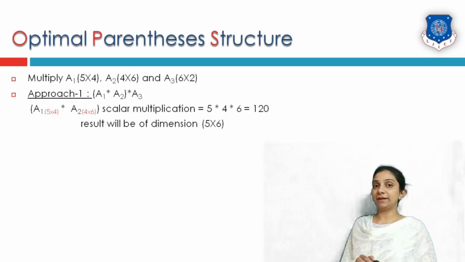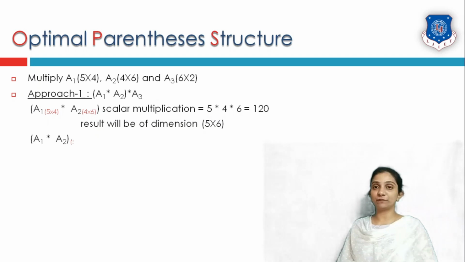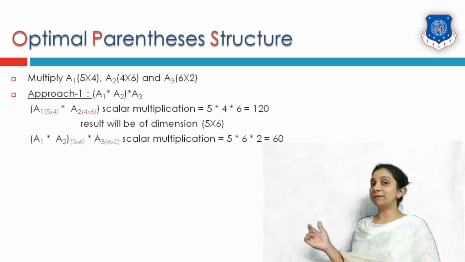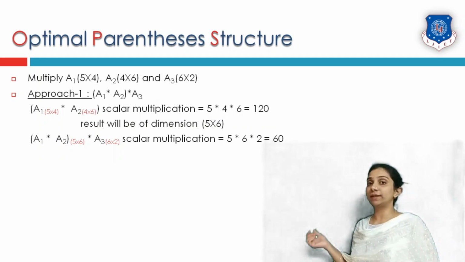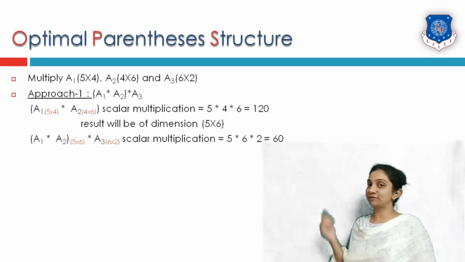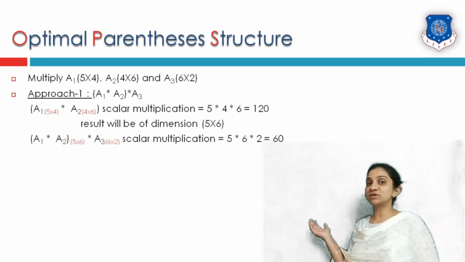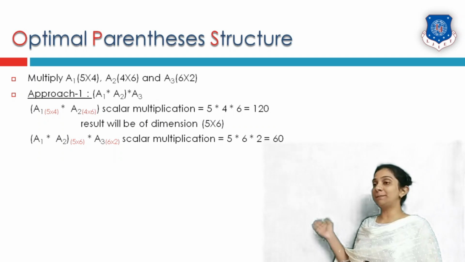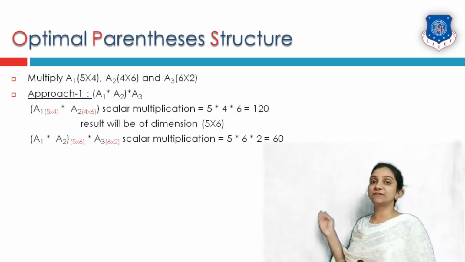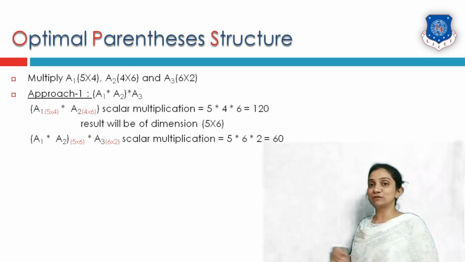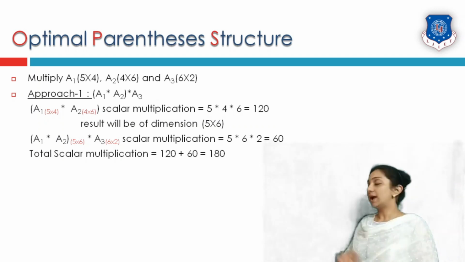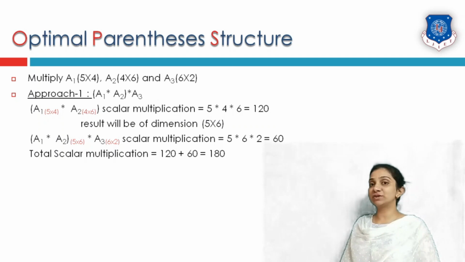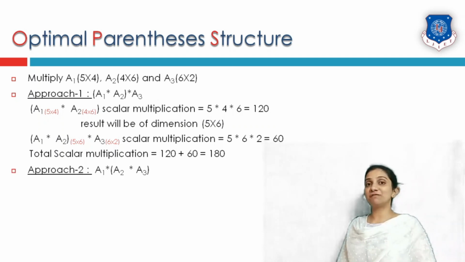And after multiplication, the resultant matrix we will get will be of dimension 5 cross 6. Then I have to multiply this 5 cross 6 matrix with A3, which is actually a 6 cross 2 matrix. So here scalar multiplications will be 5 into 6 into 2, which is equal to 60 scalar multiplications. And what will be the resultant dimension of my matrix? The resultant dimension of the matrix will be 5 cross 2 size.